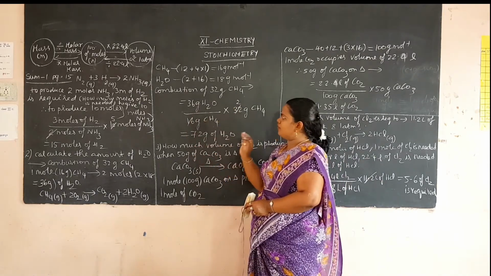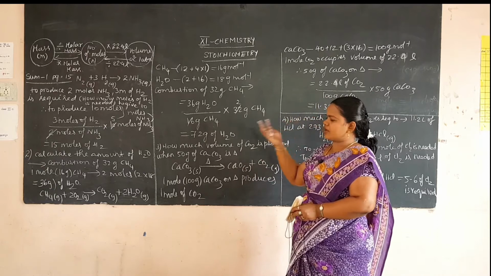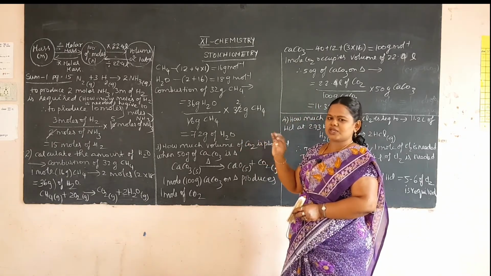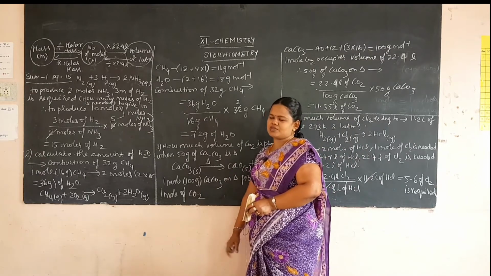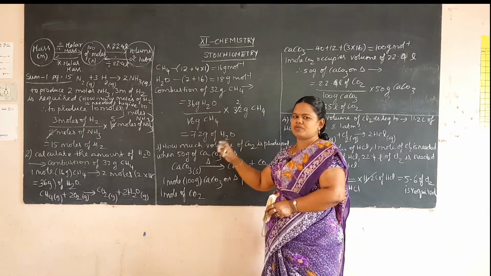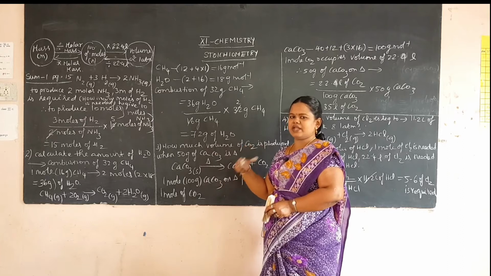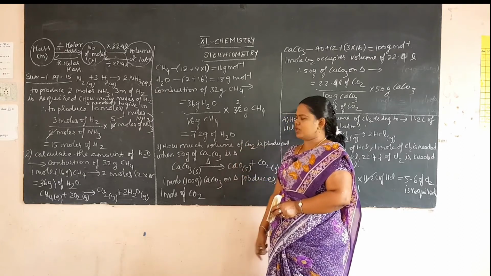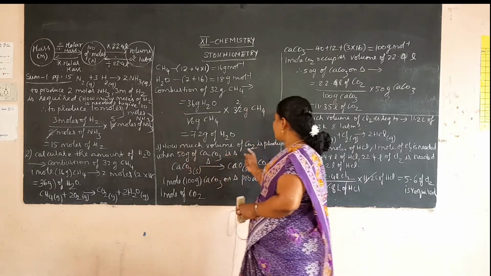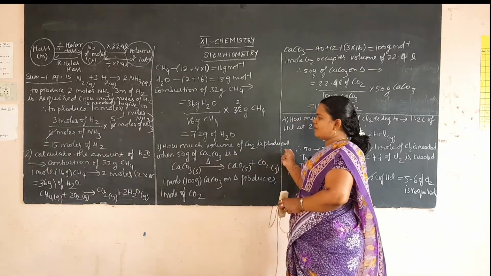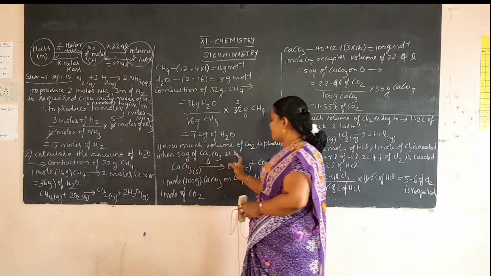அப்போ for 32 gram of methane produces 72 gram of water. So 32 gram of methane வந்து எவ்வளோ கொடுக்குது, 72 gram of water it gives. So அதான் சொன்னேன், it is a quantitative relationship between the reactants and products in a particular chemical equation, okay, or balanced chemical equation. Now how much volume of carbon dioxide is produced when 50 gram of calcium carbonate is heated?